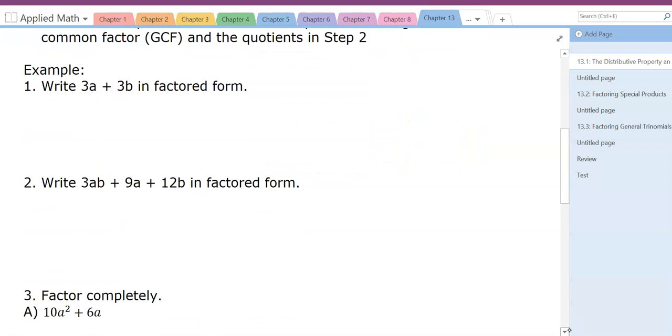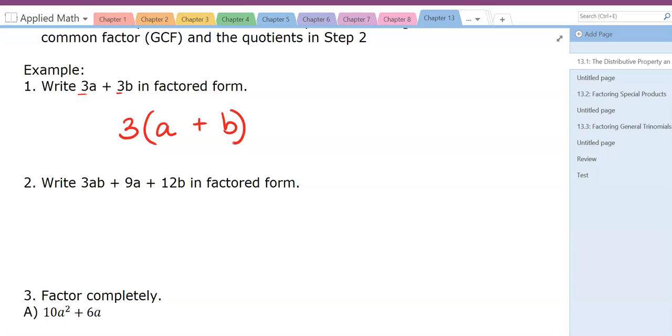So for this first one, it wants you to write 3a plus 3b in factored form. 3 is in both of the terms. That's really the only thing that you could take out of both of them. So if I take the 3 out and put it in front, what's left then is just the a and the b. So we write it as 3 times (a plus b). So I'm just taking that 3 out front.